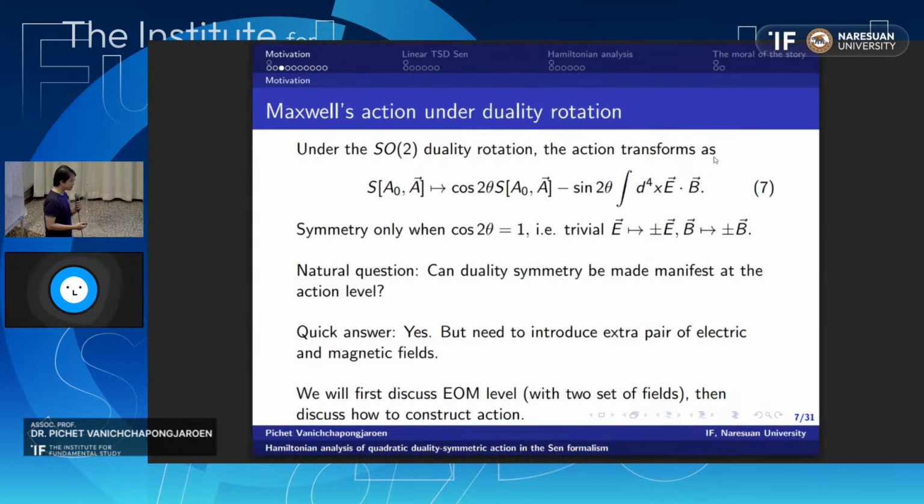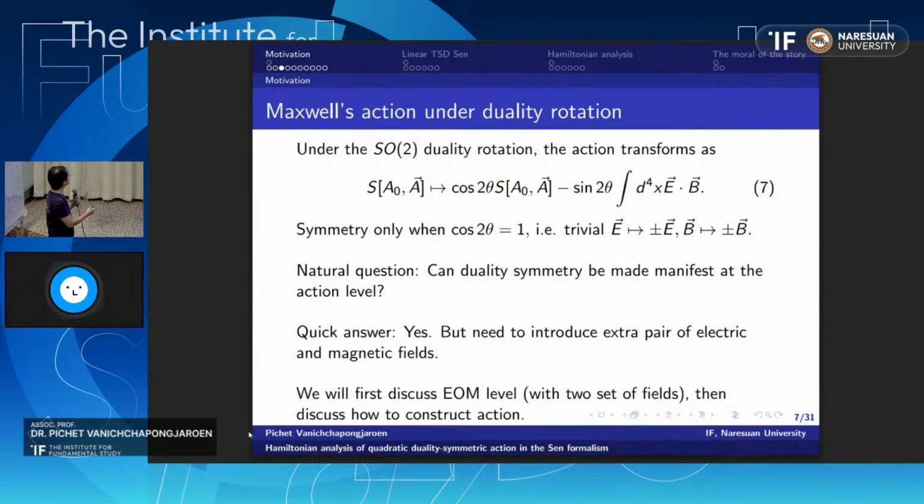But if we try to apply the duality symmetry directly to the action, we see that it's not really a symmetry. So a natural question is, can we make duality symmetry also at the level of the action? The quick answer is yes, and it has been done in many papers in the past.